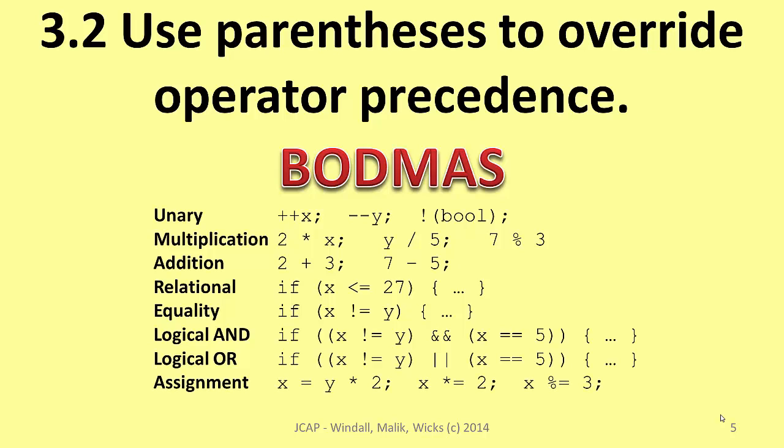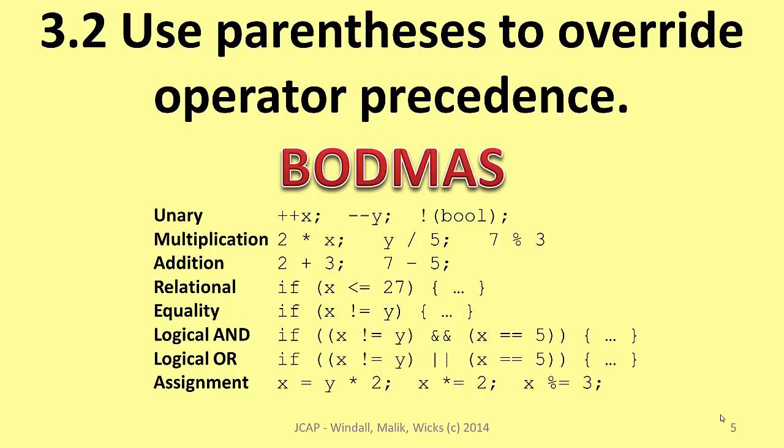And finally, assignment. So once all the arithmetic has been performed, once all the comparisons have been made, we can then assign things to variables. So we can have x is equal to y times 2, or x is equal to x times 2, or x is equal to whatever is in x, well, the remainder of that when you divide by 3.